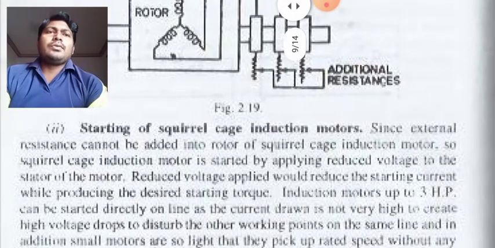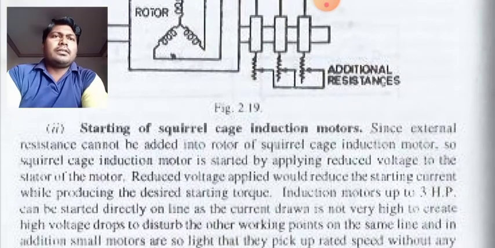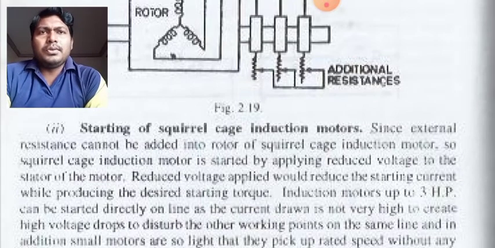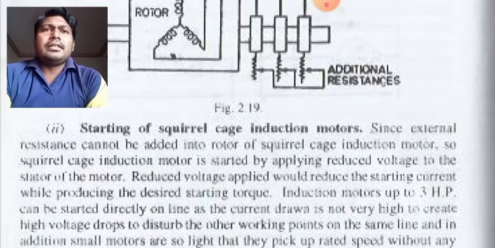Now, starting of a squirrel cage induction motor. How do we start a squirrel cage induction motor if slip ring induction motor starters are not used? Let us discuss this in this paragraph. Since external resistance cannot be added to the rotor of a squirrel cage induction motor, and why it cannot be added I have explained a few minutes ago.